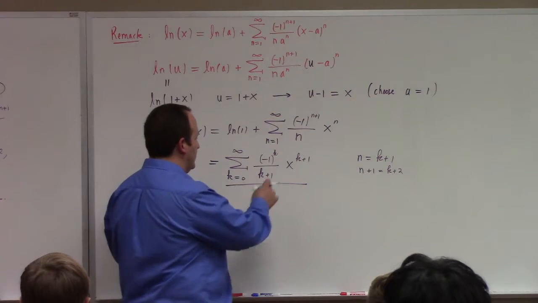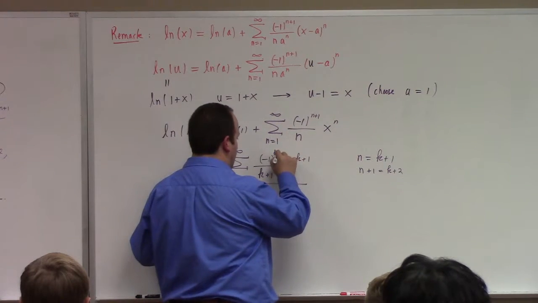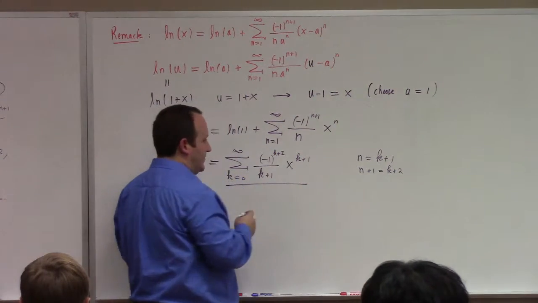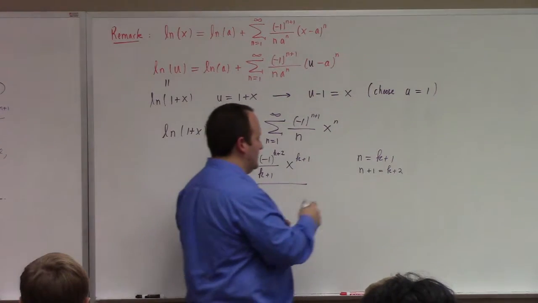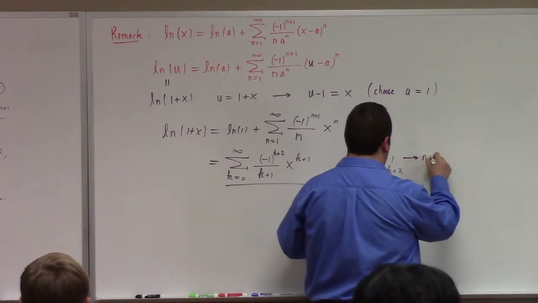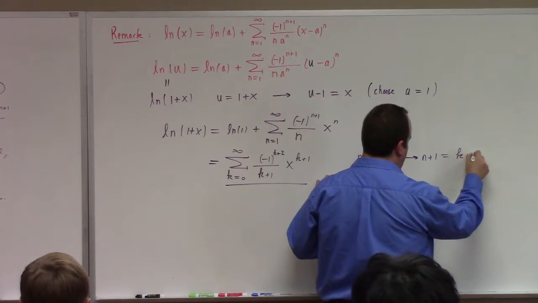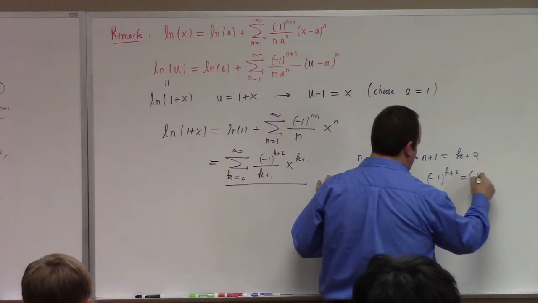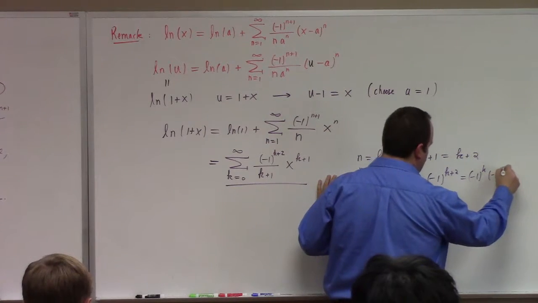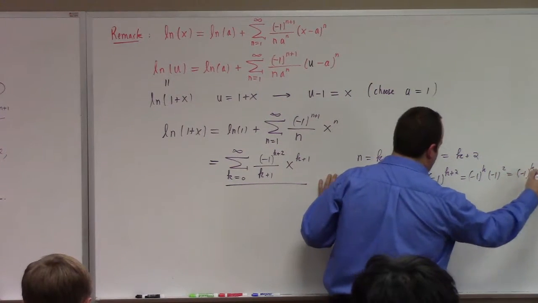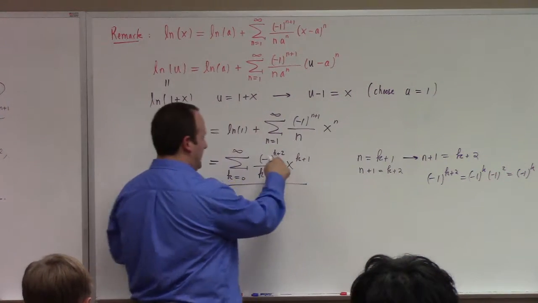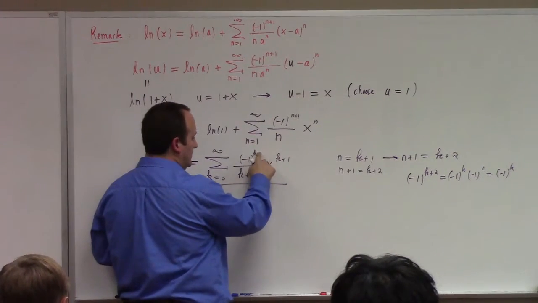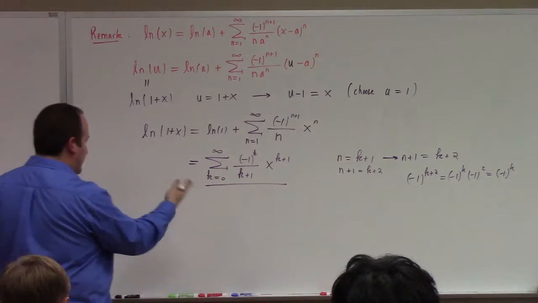Well, I said this was actually k plus 2, making the direct substitution to start with, because n plus 1 equals k plus 2. But the thing is, minus 1 to the k plus 2 is minus 1 to the k times minus 1 to the 2, which is minus 1 to the k, which is why I had done this a second ago. Yeah. I just wanted to show you that they are the same thing.